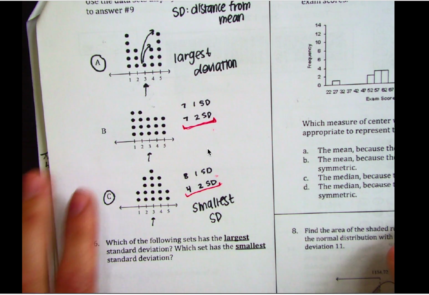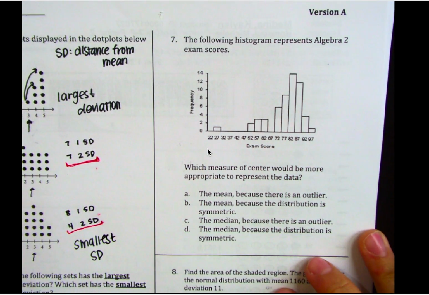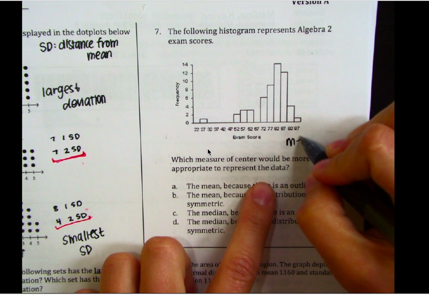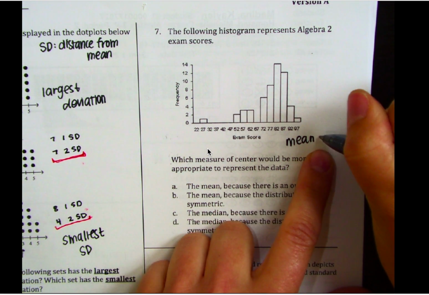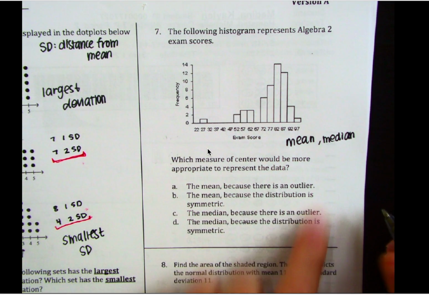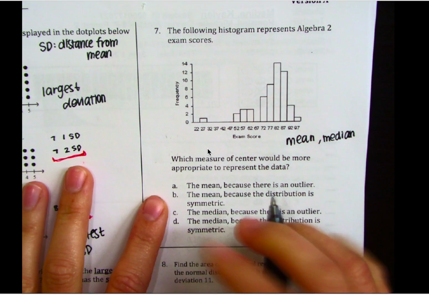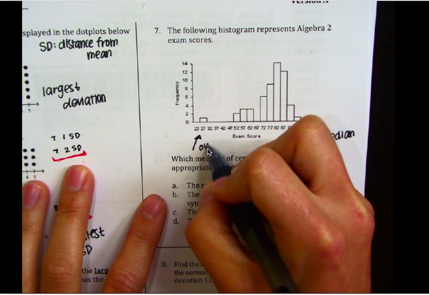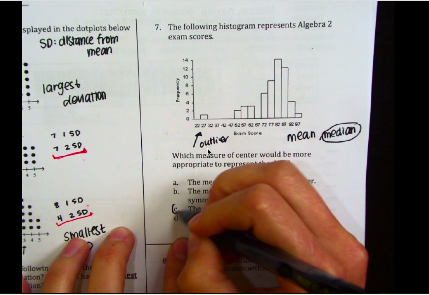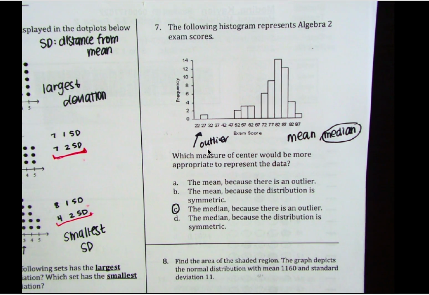All right, number 7. We are going to look at this histogram for exam scores. Which measure of center would be more appropriate to represent the data? All right, so we do want to remember that we use the mean anytime the data is symmetric or normally distributed. We use the median anytime we have skewed data or outliers. So in this case, we do have an outlier, so we do want to use the median. So our answer is C, the median, because there's an outlier.